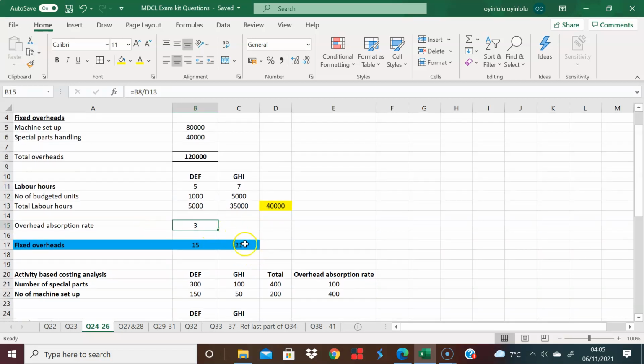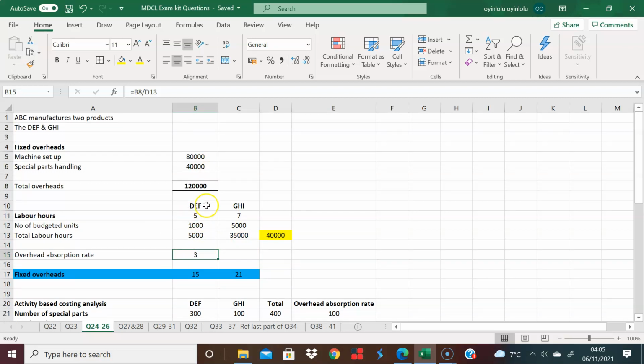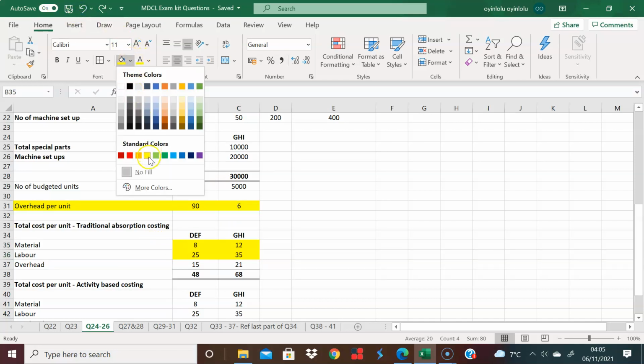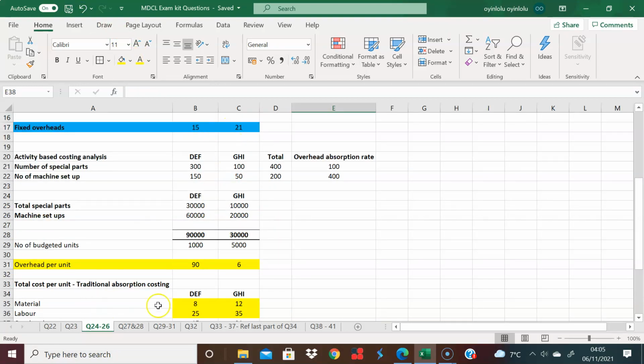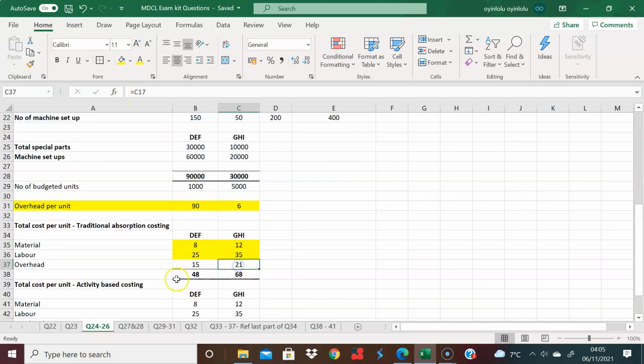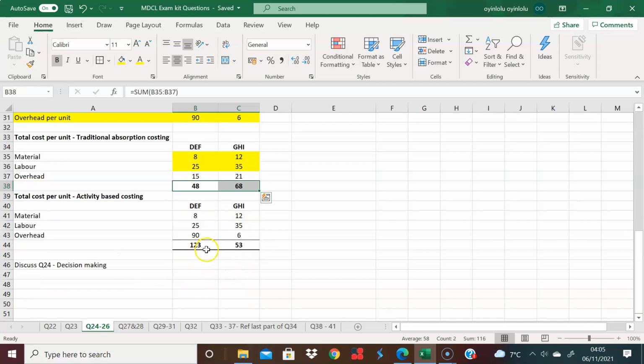And so what does that mean? Given that you're absorbing based on labor hours, it means that the fixed overhead for DEF must be 3 times 5 and for GHI 3 times 7. So you have 15 and you have 21. So from that point, if I'm asked what the total cost is, I have these given to me already. All I'm doing is inserting those figures I've just worked out over here, literally picked from B17. And the same thing here. And I've been able to thus calculate the total costs for each of these units.